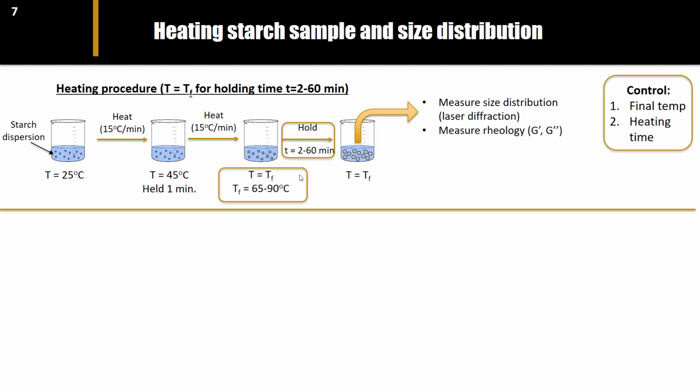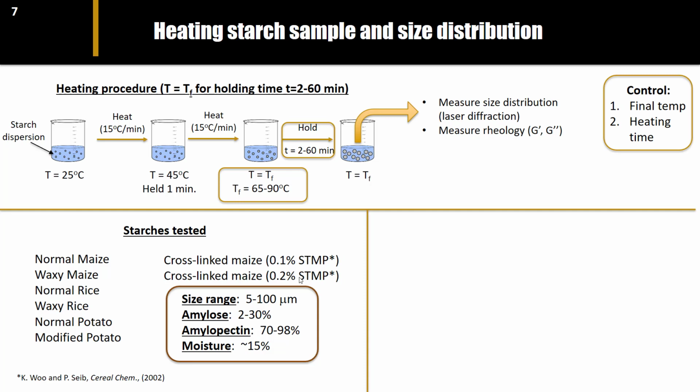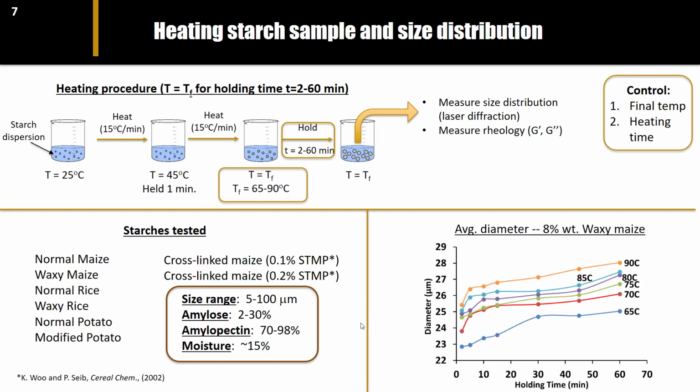So in this process, what we can do is we can control the final temperature at which we heat this suspension, as well as the heating time. Here are the types of starches that we test. We test 8 different varieties of starches, of maize, rice, potato, and cross-linked maize. They represent a wide range of possible sizes of granules, as well as a wide range of different ratios of amylose to amylopectin. Right?